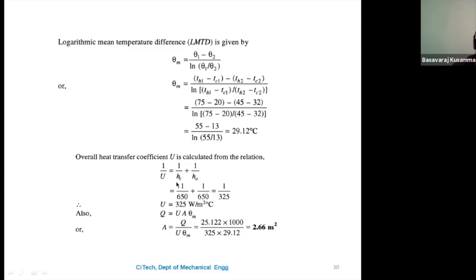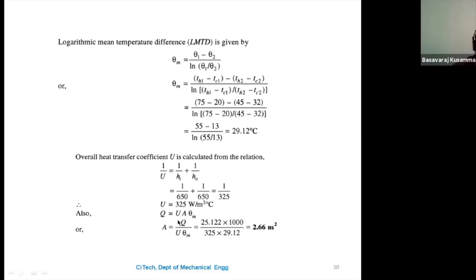So in order to calculate the overall heat transfer coefficient, we use only the heat transfer coefficient of the hot fluid, the inner fluid, and that of the outer fluid, the cold water. Both are the same because in the problem statement they are given as the same. If they were different, you would take different values. 1 upon 650 plus 1 upon 650 equals 1 upon 325, so U is equal to 325 watt per meter square degree Celsius.